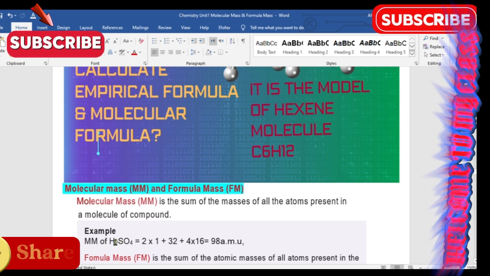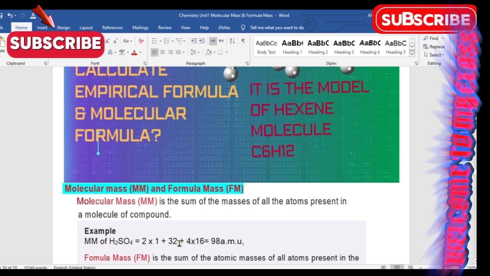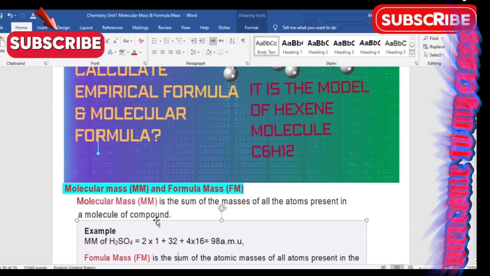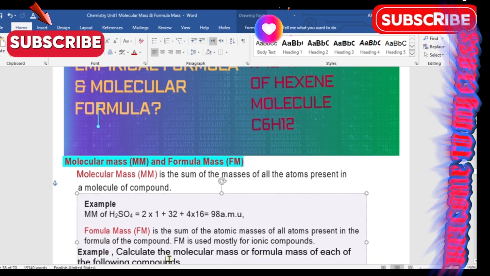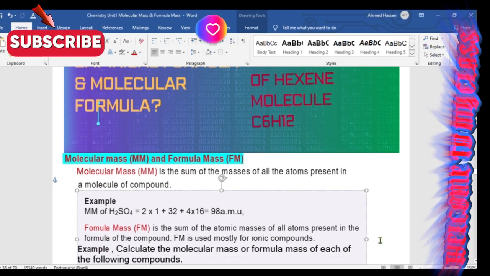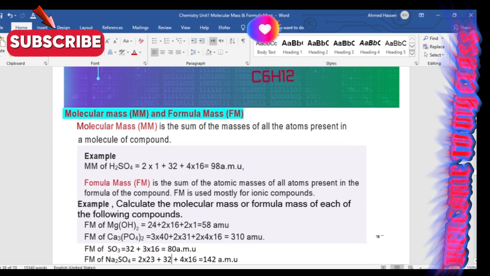Therefore, 2 times the atomic mass of hydrogen, which is 1, and sulfur is 32 atomic mass, and oxygen 16 atomic mass multiplied by 4 gives 64, and the summation of these three numbers gives us 98 atomic mass units or 98 gram per mole. Formula mass will be calculated in the same way as molecular mass. The only difference is that formula mass is used for compounds, mostly ionic compounds.